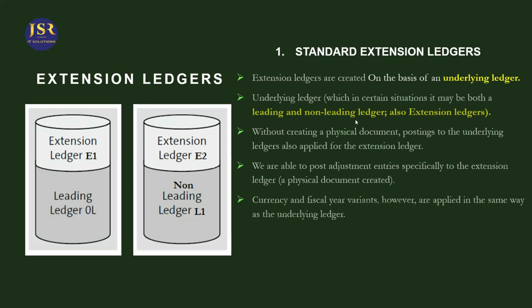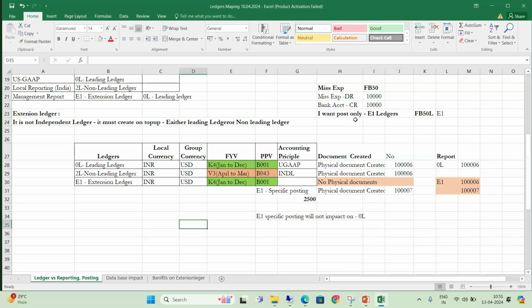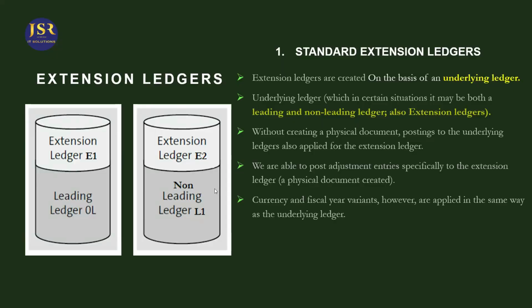Next, currency and fiscal year variant are, however, applied from the underlying ledger. You must follow the underlying ledger as I showed you right now. For example, if you create an extension ledger on a non-leading underlying ledger that follows V3, the extension ledger must follow V3 too. That depends on the requirement. Next, if necessary, we can use a different posting period variant and accounting principle compared to the underlying ledger. Yes, we can use it.